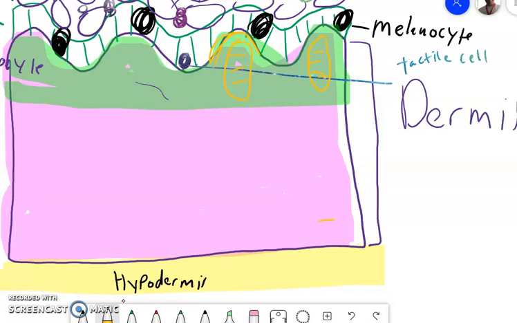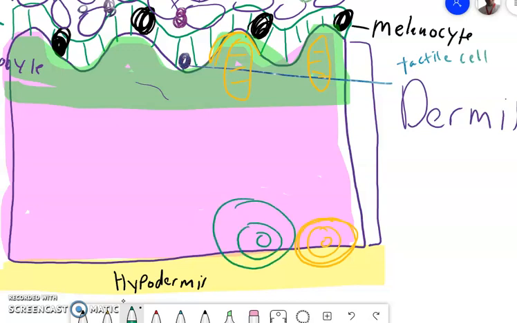The reticular dermis is made up of dense irregular connective tissue, and it has these lamellated corpuscles. And I probably should not draw pink or yellow on yellow. So it has these lamellated corpuscles on them. And these detect a crude touch.